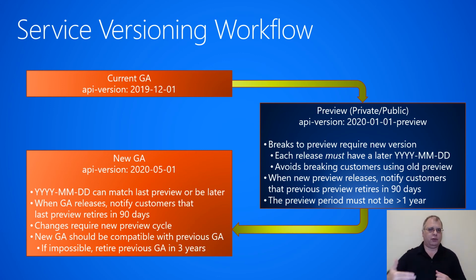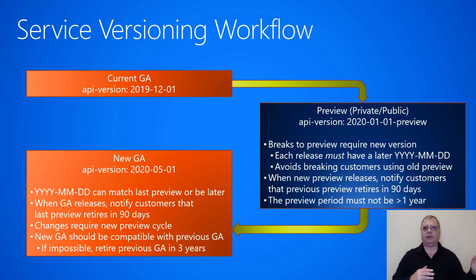So if you're introducing a new preview, and it is not backward compatible with the previous preview that you shipped, then this new preview must have a later date, so a later year, month, and day on it. And the old preview must continue running in the service. This avoids breaking your customers who are using the old preview. However, when this new preview releases, you will notify customers that the new preview is available and that the previous preview will retire in just 90 days.